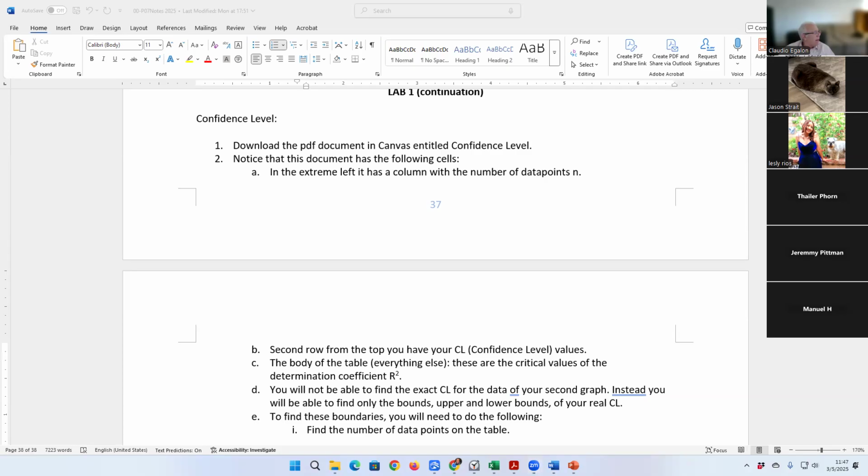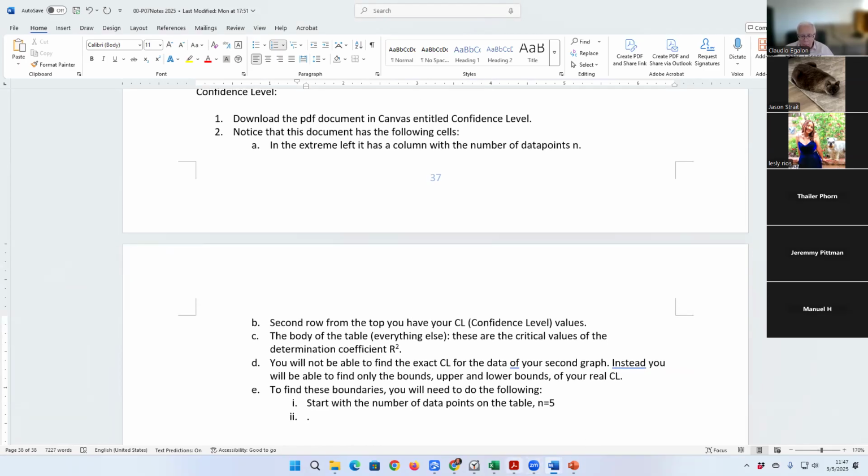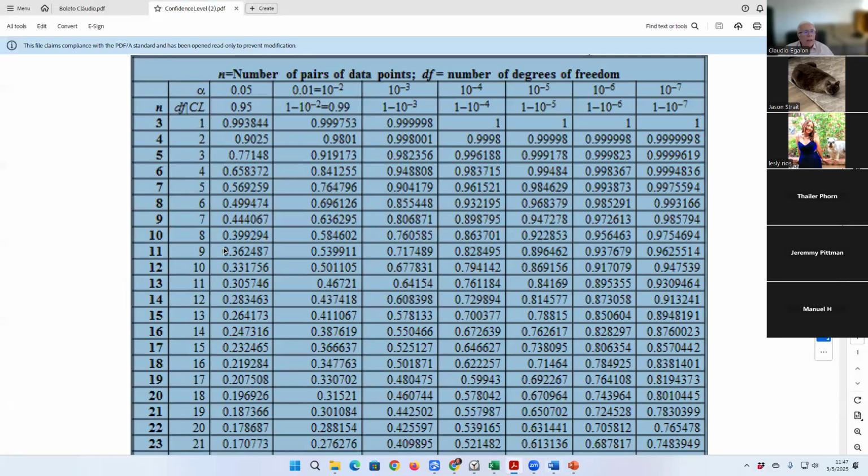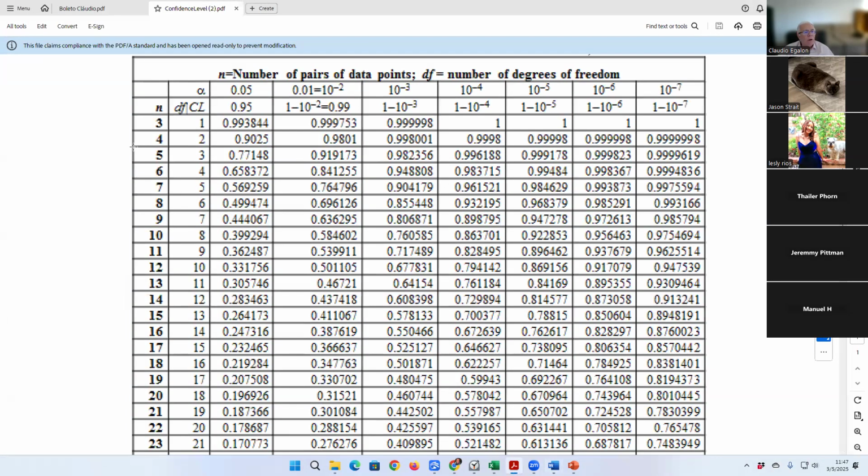Thank you anyway. Okay, so first start with the number of data points on your table. In this case, for lab 1, n is going to be equal to 5. Here's the table. With n equal to 5, use your CL, you're going to find the value of the E field. That's the slope in your linear equation, okay? Here you go. That's what you do.